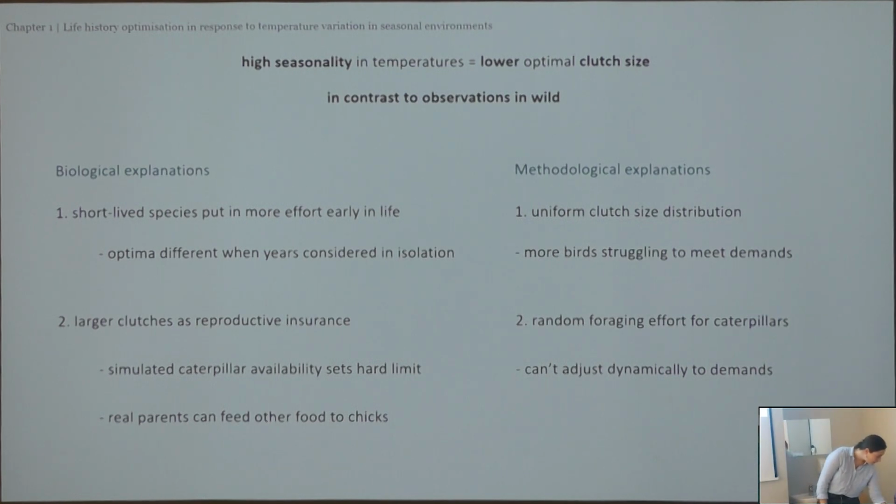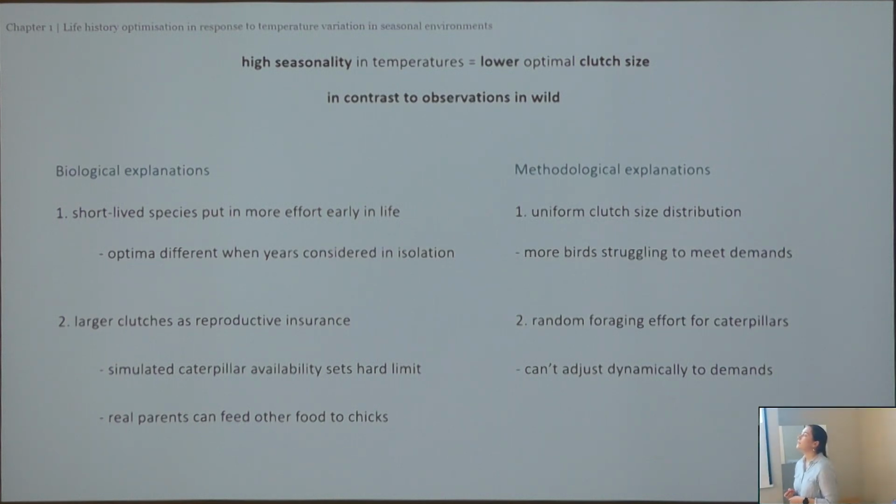And I had some points about why I think that difference might be. In the simulations we see much lower clutch sizes emerging than in the wild. You can think of some biological explanations, like short-lived species like great tits tend to put more effort into reproduction early in life. So that's why we might see on average the observed population laying larger clutches than what we find optimal, whereas in our simulations we were looking at individual years, so there wasn't any continuity of having to look forward to next reproductive events.